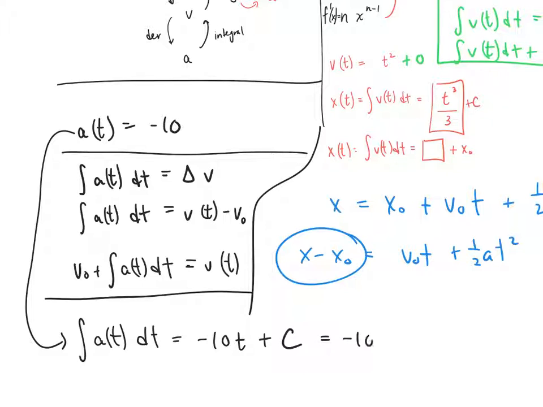Oh, c is the initial. Good. C is your v initial. So it turns out that we want to make a point to write this down.